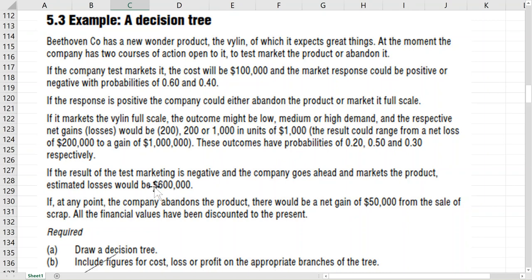If the result of the test market is negative and the company goes ahead and markets the product, the estimated losses will be 600. If at any point the company abandons the product, there would be a net gain of 50,000 from the sale of scrap. All the financial values have been discounted to present value.